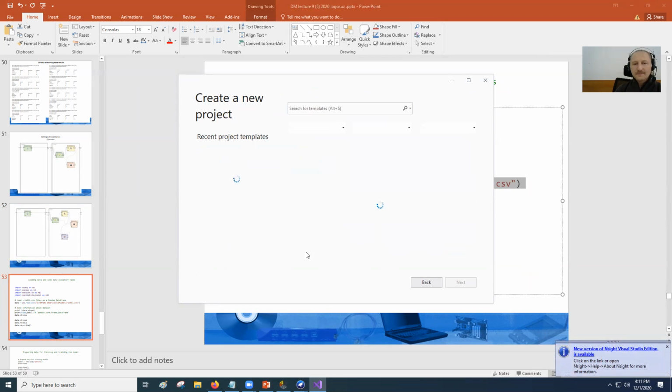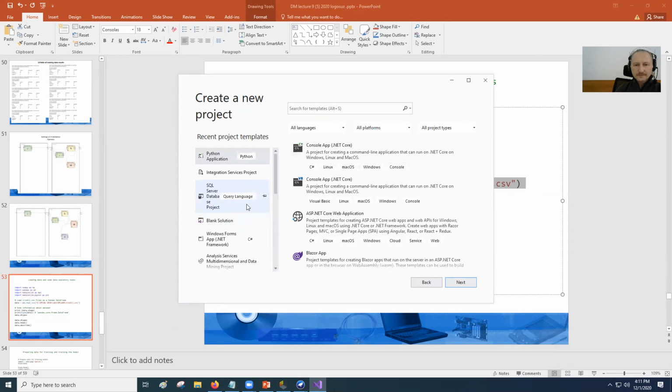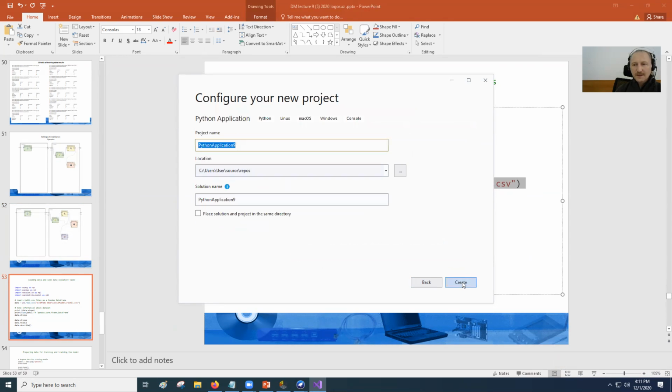Create a new model, and we will do a Python model. Python application. Next, Python application. Iris decision tree modeling. Let's start.